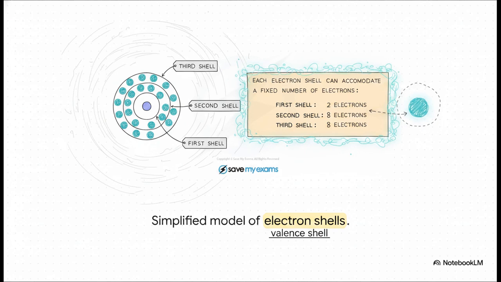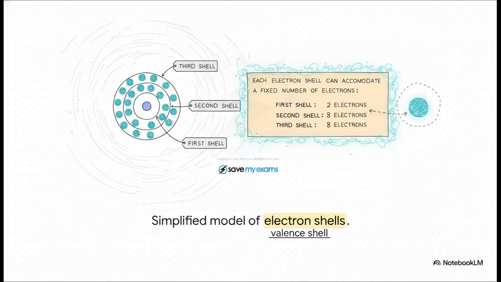Electrons live in specific energy levels called shells. And the golden rule here is that electrons will always fill the shell closest to the nucleus first, simply because it has the lowest energy. Only when that inner shell is completely full do they move to the next one further out.